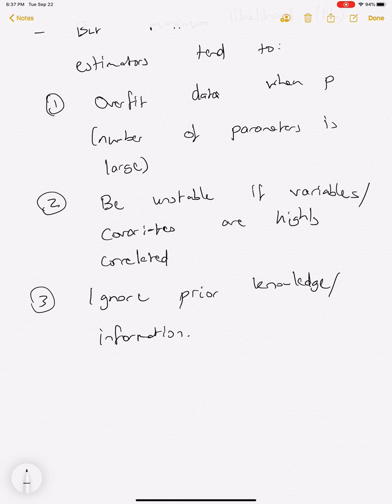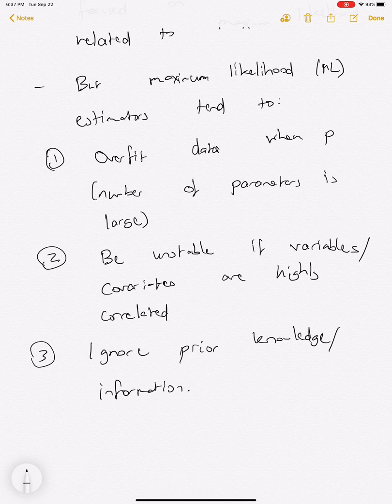But maximum likelihood estimates work particularly well if P, the number of parameters or variables in your data, is relatively low. But we're talking about multivariate statistics in this class, and so the number of variables could be quite large, like even 10 may be large, but hundreds or even thousands. In that case, maximum likelihood often runs into issues.